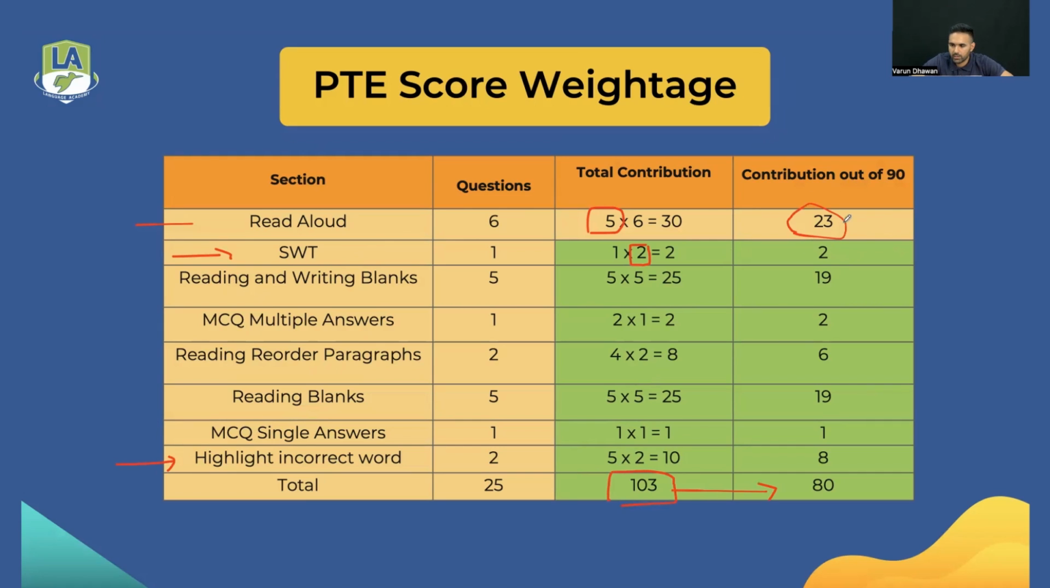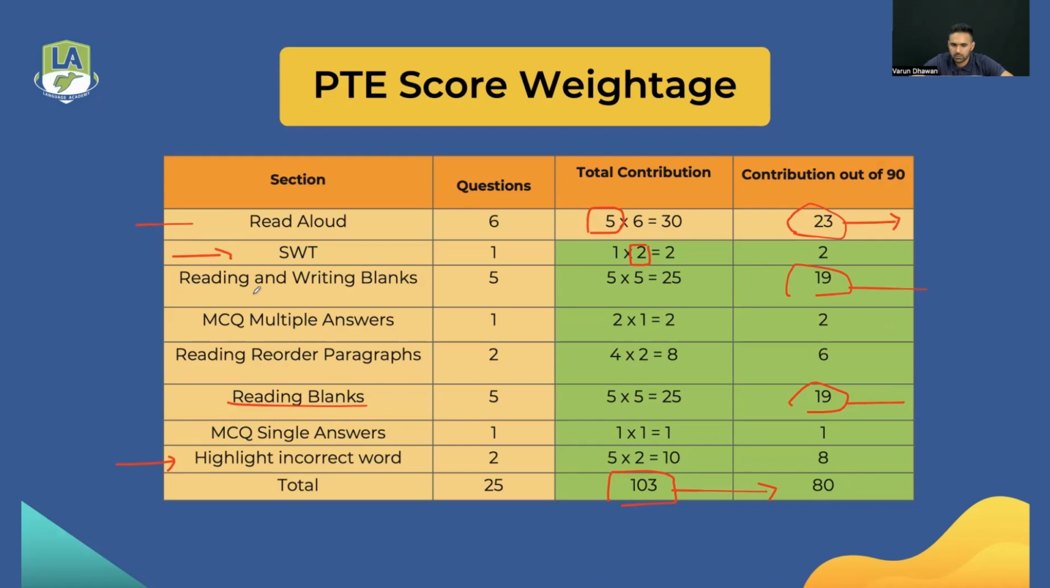Speaking will give you 23 points in your reading. Then reading and writing blanks and reading blanks. So these three tasks altogether will give you around 61 points. Only three tasks will give you 61 points out of 80. If you're missing out in reading, focus on read aloud, reading and writing blanks, and reading blanks.